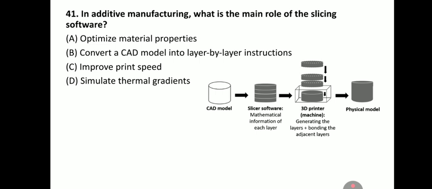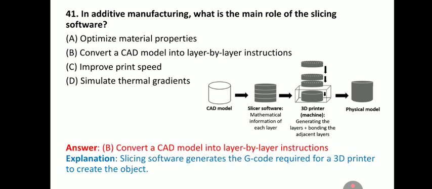Next question, in additive manufacturing, what is the main role of slicing software? The answer is to convert a CAD model into layer by layer instructions. So for slicing software, first of all we have to make the CAD model, then it is transferred to slicing software where it is converted into layers and then it is deposited.